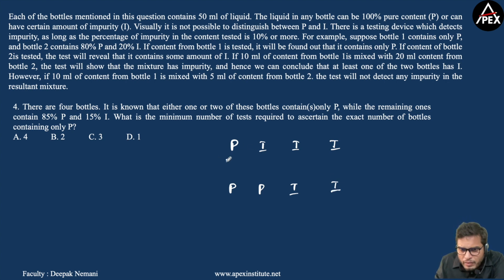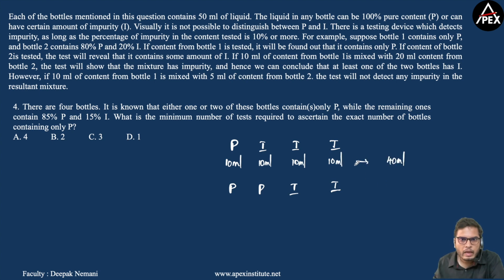Now let me consider equal volumes of liquids from these 4 bottles: 10 ml, 10 ml, 10 ml and 10 ml. So the resultant mixture will be 40 ml. Now if we have 3 bottles containing liquid with impurities, you will have 1.5 ml of impurities in each bottle's sample, because of 15% impurities.